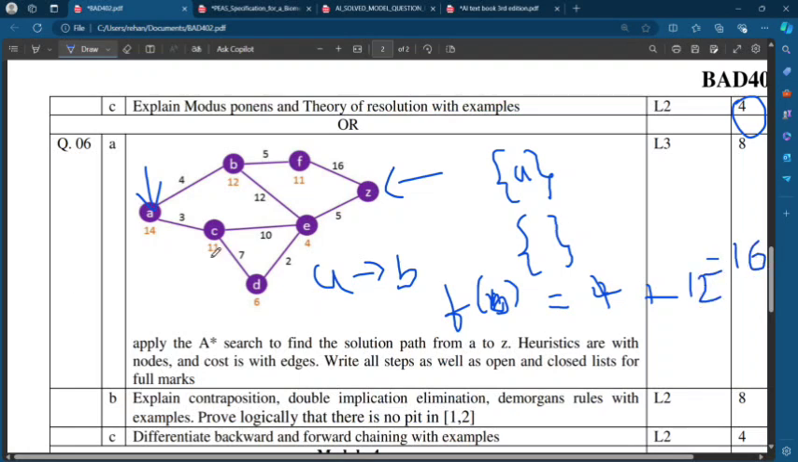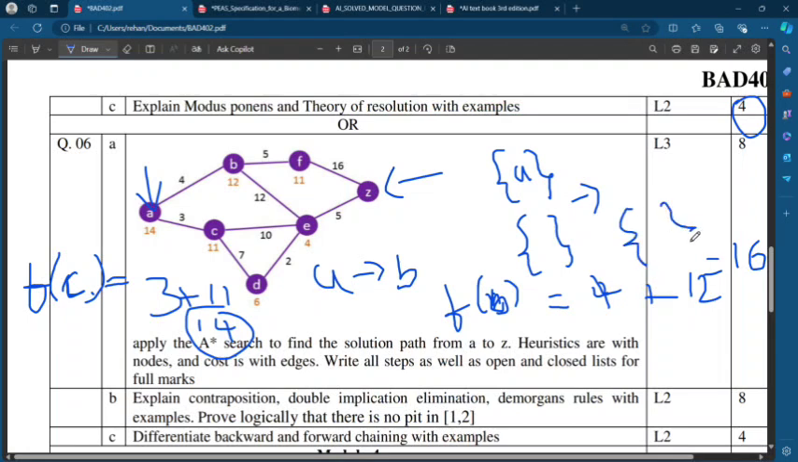Then in the same way if I do f of C, it's so hard to write with this mouse now, is equal to, g of n is 3, h of C is 11, so it gives me 14. So I have f of B as 16, f of C as 14, so I'll select this one. So now A will go to the closed list. After I explore B and C, I'll put A in the closed list, and in the open list I'll have B, C.